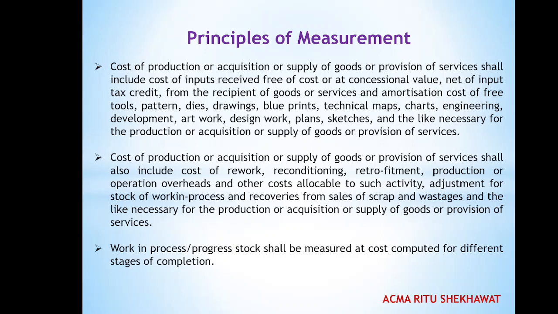Cost of production or acquisition of supply of goods or provision of service shall also include cost of rework, reconditioning, retrofitment, production operation overhead, and other costs allocable to such activity. Adjustment for stock, work in process, and recoveries from sale of scrap and wastage and the like necessary for the production or acquisition of supply of goods or provision. Work in progress stock shall be measured at cost computed for different stages of completion.